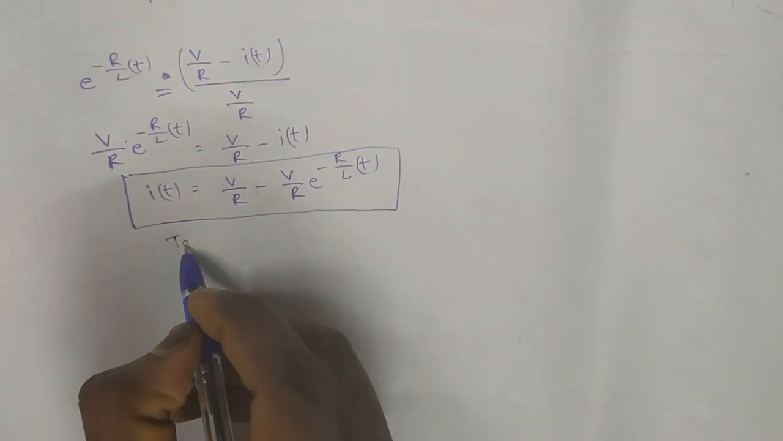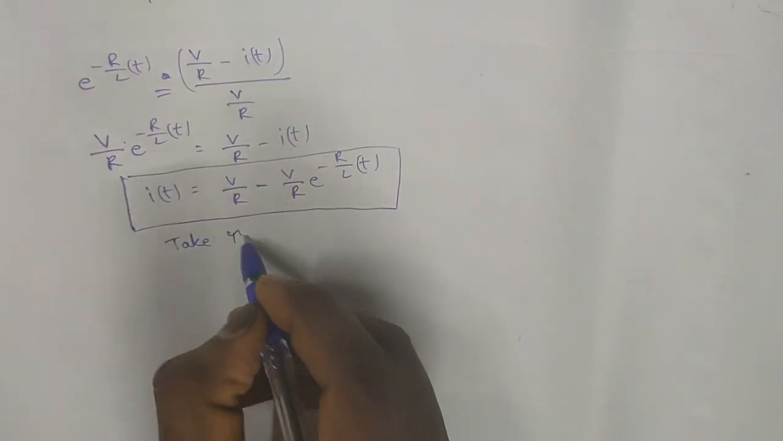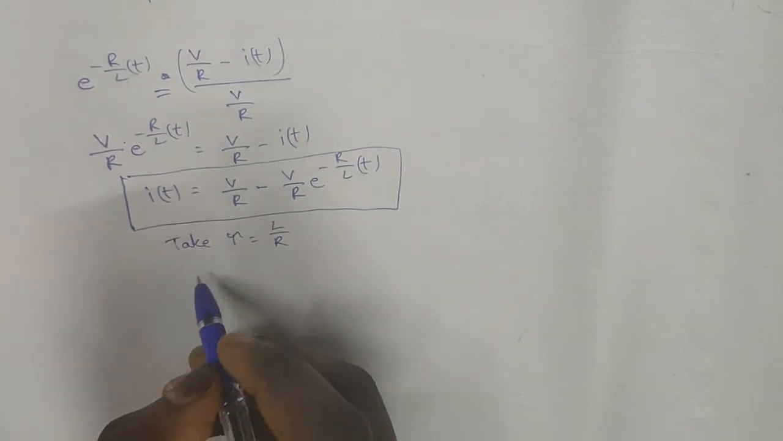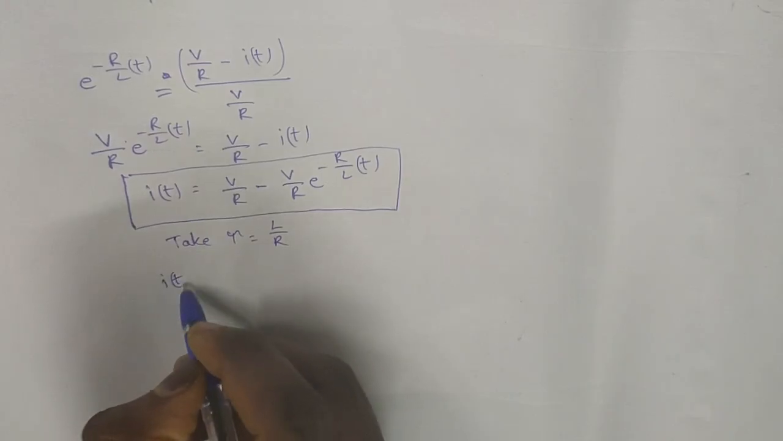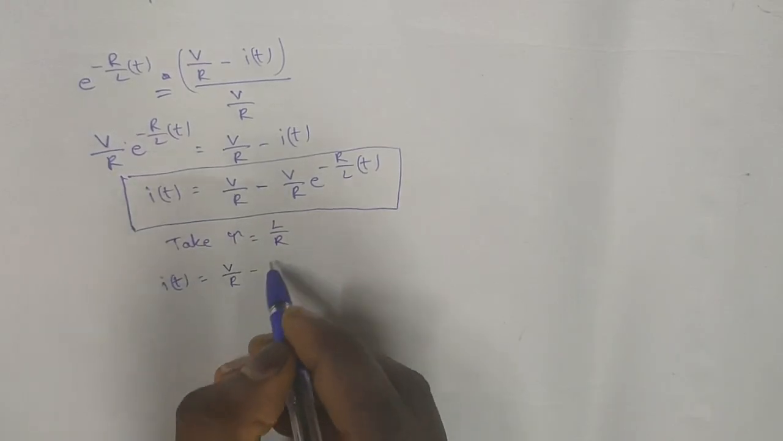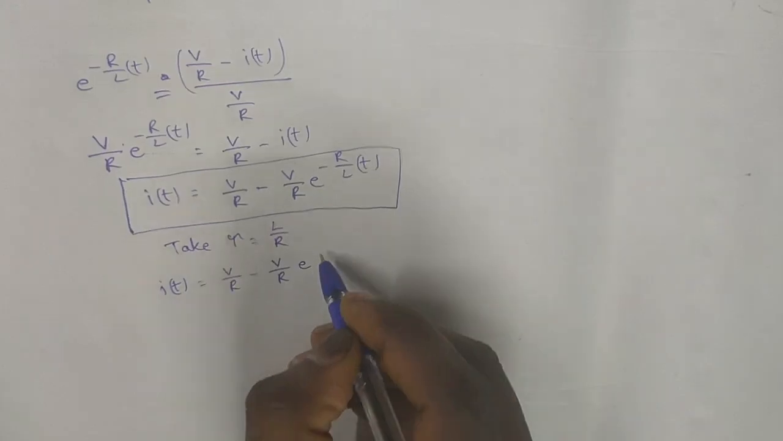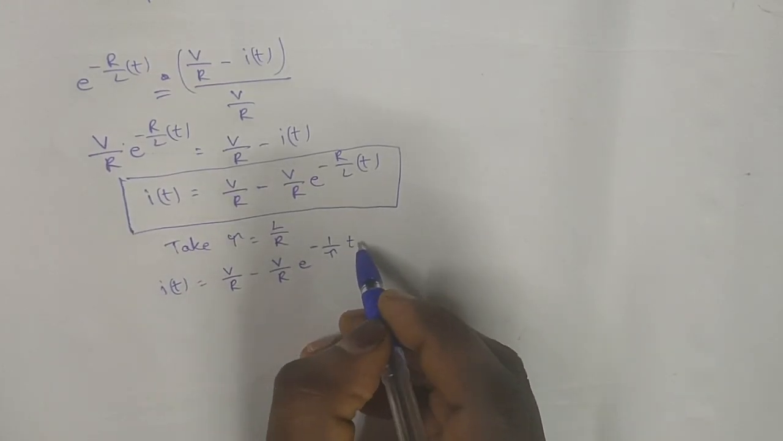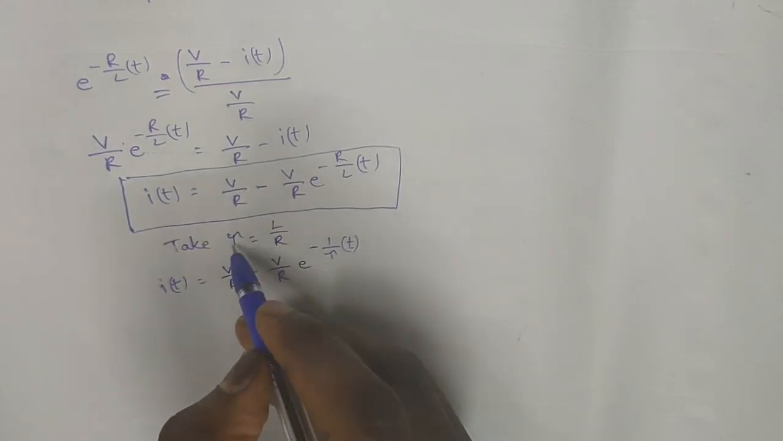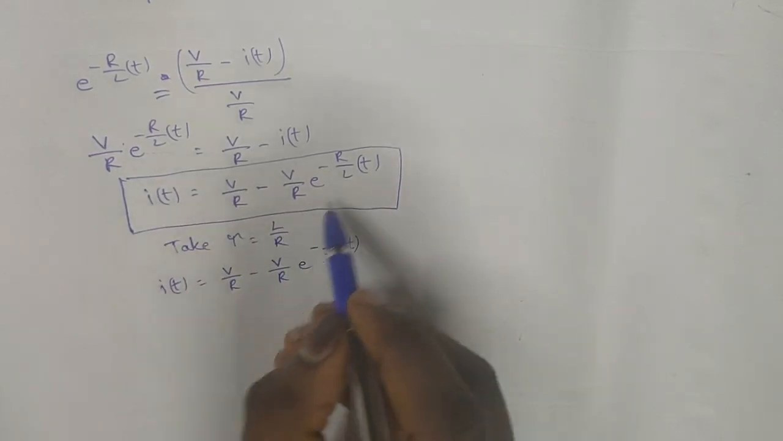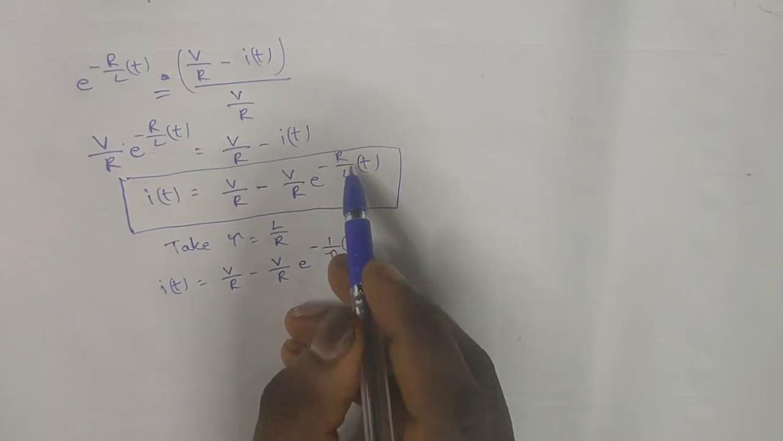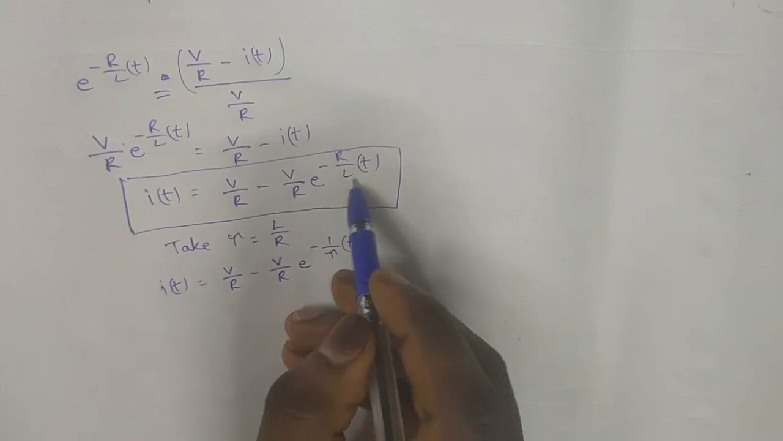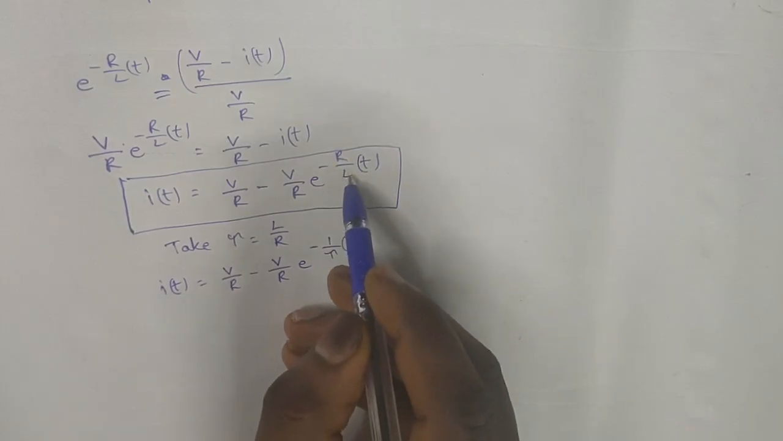Let us take tau is equal to L by R and rewrite the equation. I of t is equal to V by R minus V by R e power minus 1 by tau of t. That means tau is L by R. L by R is the reciprocal of R by L, so when this R is written in here, it will be 1 by tau. So it is totally written as tau.